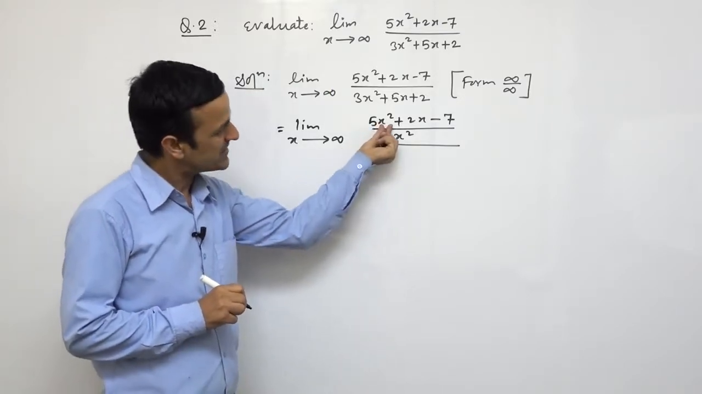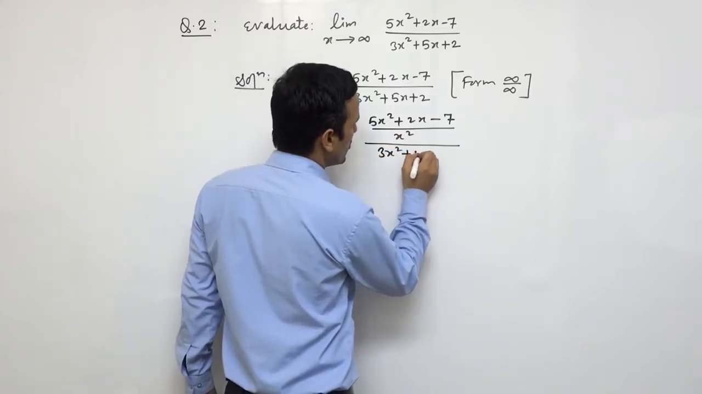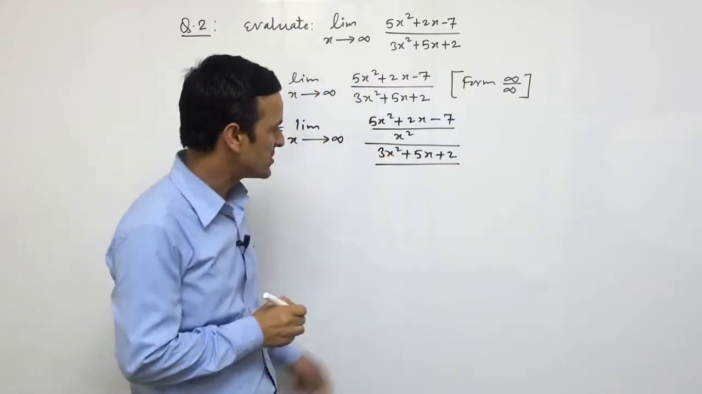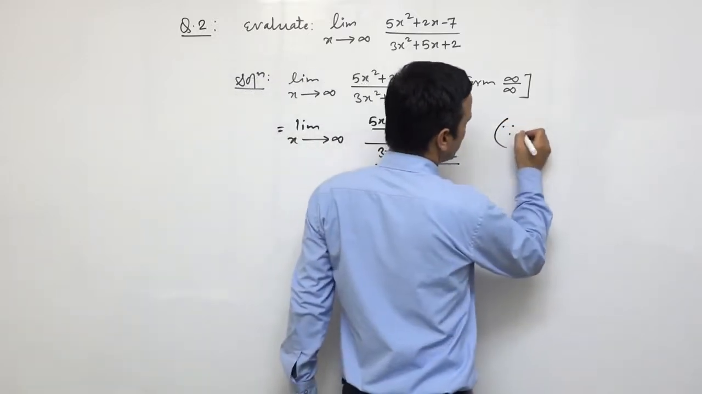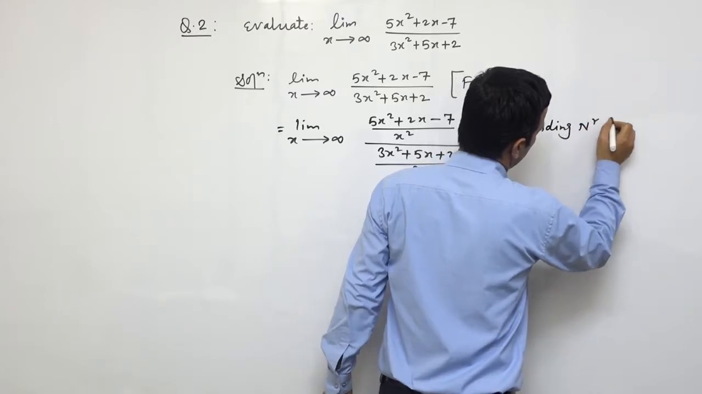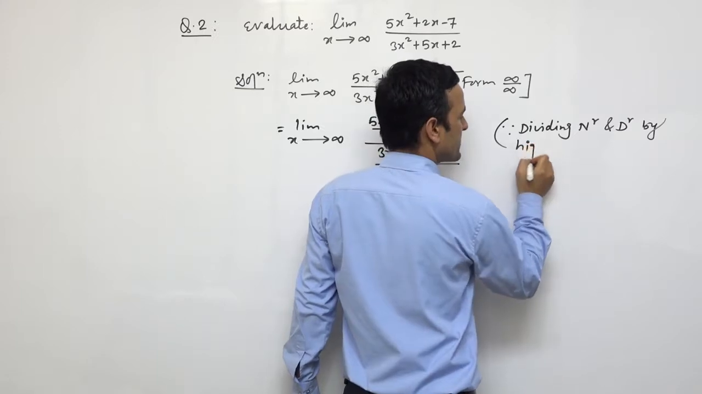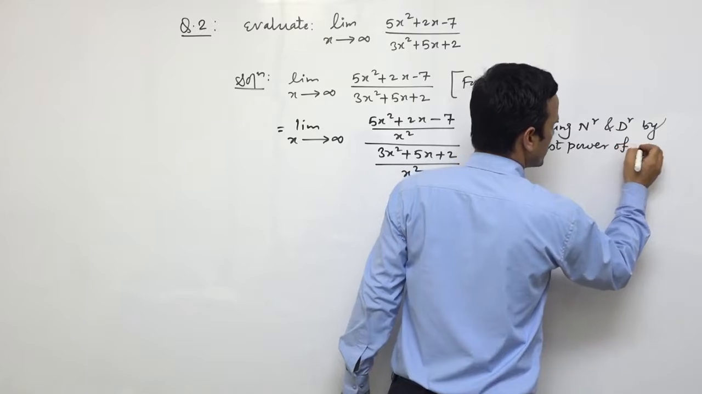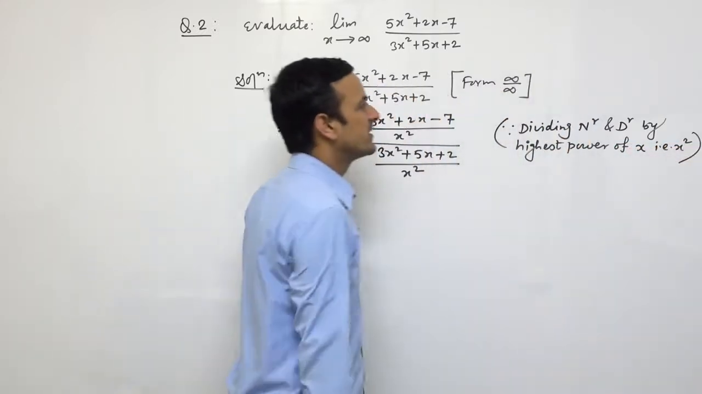As you can see this, then it will be x square, and in the numerator we also have the highest power of x as x square. So what is the reason? Dividing numerator and denominator by the highest power of x, that is x square.